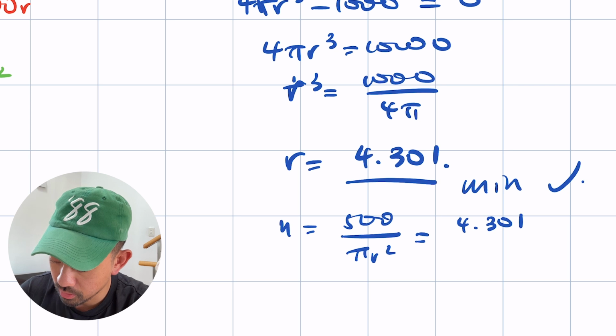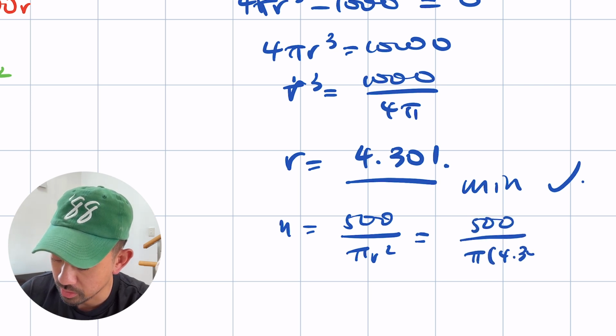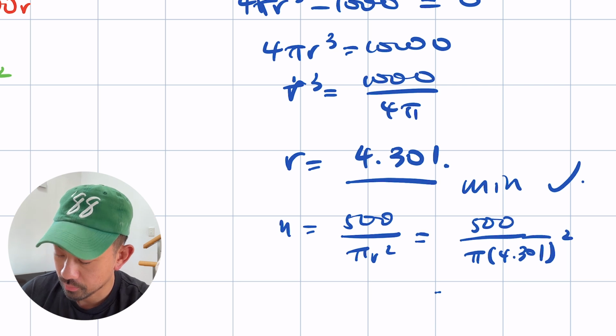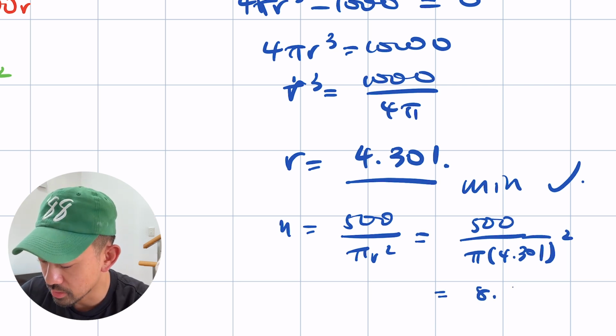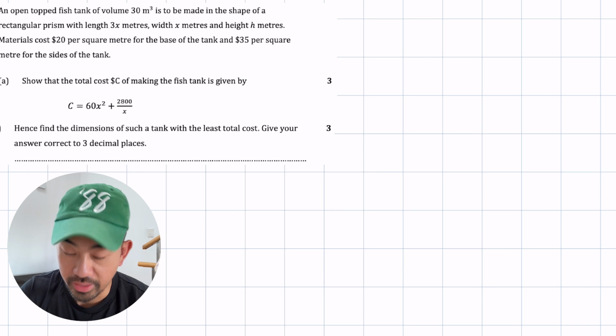Put in my number in here. So sorry, 500 over pi of 4.301 squared. And you should get 8.603. Done. All right, let's look at this next one here.